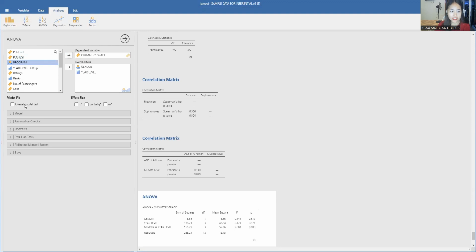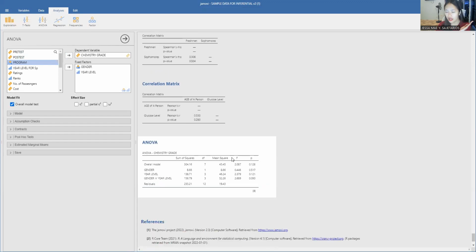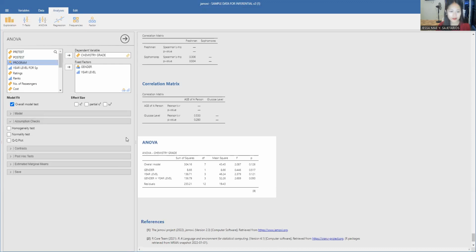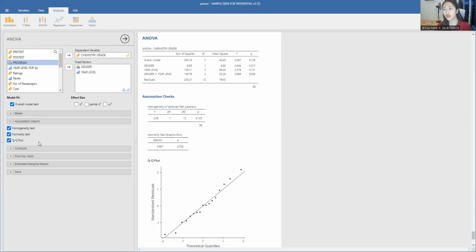Then, let's try to check all the necessary results. But before that, let's do the assumption checks first. Same with one-way ANOVA, the assumptions are the same. However, for the two-way ANOVA, there must be two independent variables, but the rest is the same.